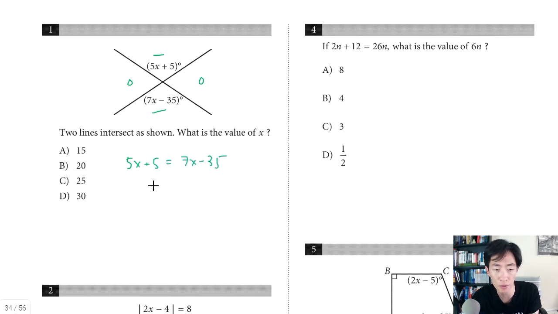So 5x plus 5 equals 7x minus 35. We're going to subtract 5x from both sides. It's going to leave us with 2x. Add 35 to both sides. That gives us 40. Divide by 2. So we have x equals 20. And the answer is B.